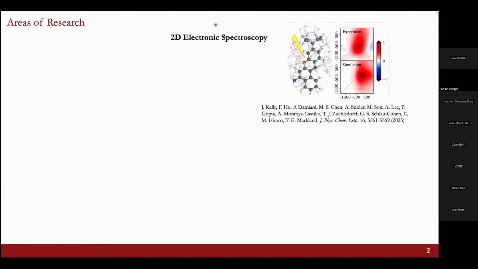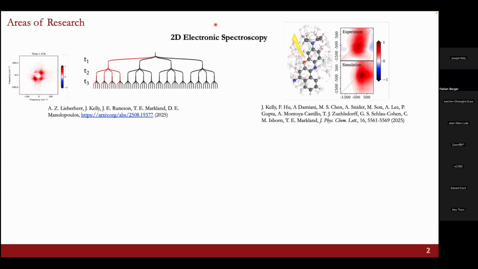But before I get into the details, I want to tell you very broadly about what I've been doing in my PhD. There's, of course, the 2D electronic spectroscopy that I'll dive into in more detail, where first I used machine learned potentials in order to train ground state dynamics and then also calculate electronic excited states. And we'll talk about that in much more detail today.